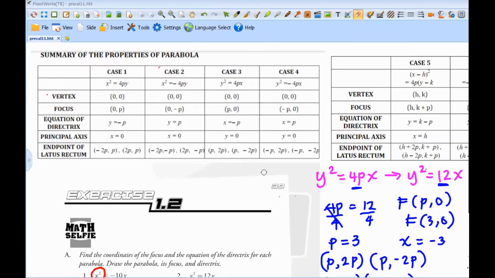Okay, just case one, case two, case two. So you know what case it is, okay? And the parabola when the vertex is 0, 0.